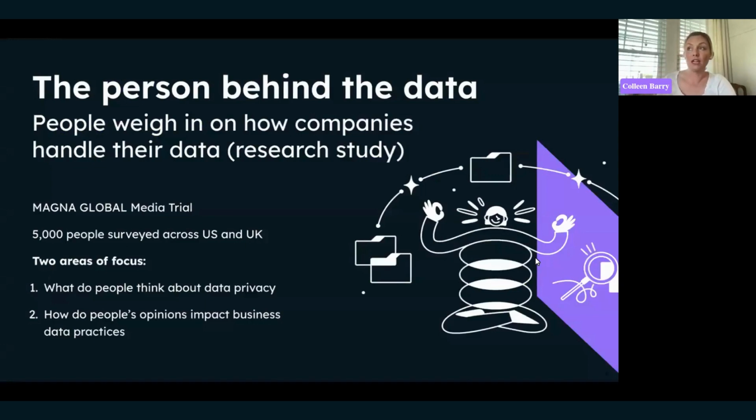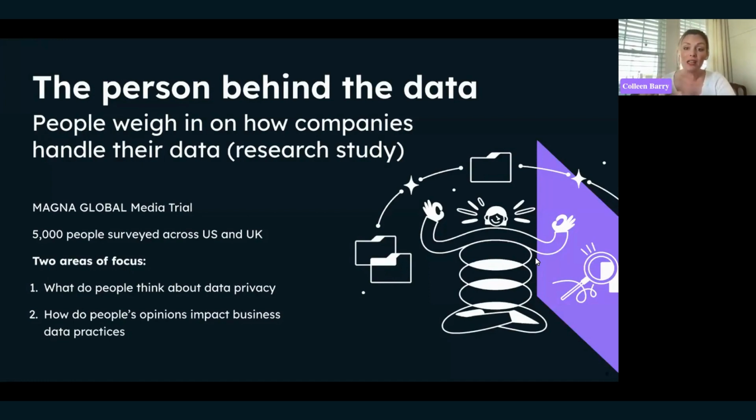Now, one of the foundational ways that we think about the consumer opinion here, and something that's really shaped how we think about consent at Ketch, is a study that we conducted in partnership with Magna Global Media Trials late last year. We surveyed 5,000 people across the US and UK on 2 areas of focus. One, we asked individual people, consumers, what do you think about data privacy? Do you value it highly? Are you interested in it? What do you think about how companies use your data? And then 2, we looked at how people's opinions on data privacy impact business data practices.